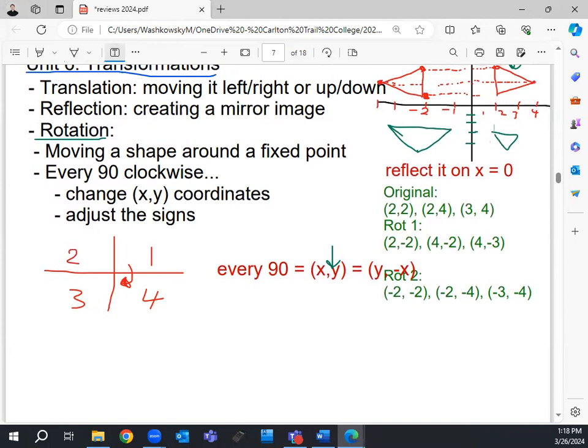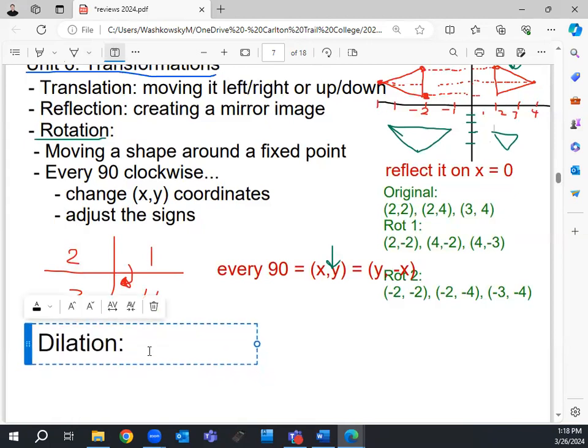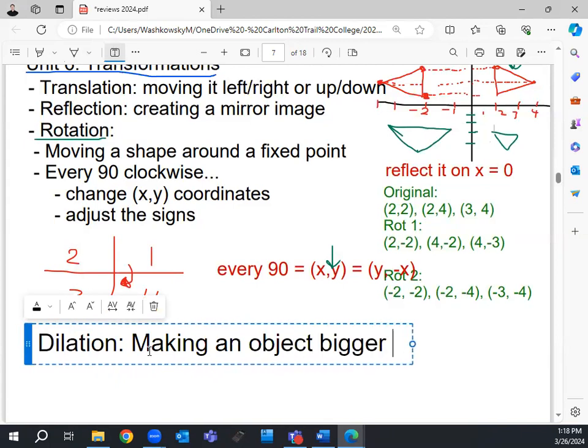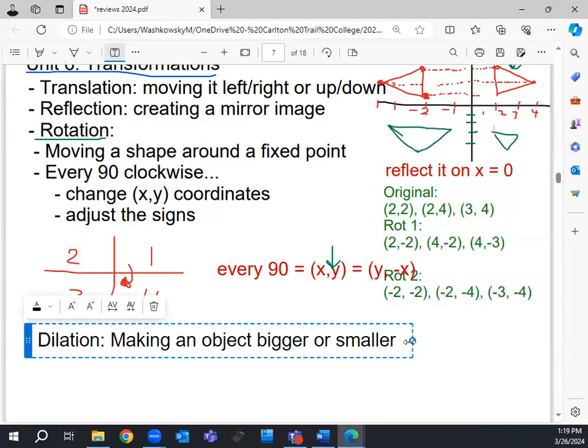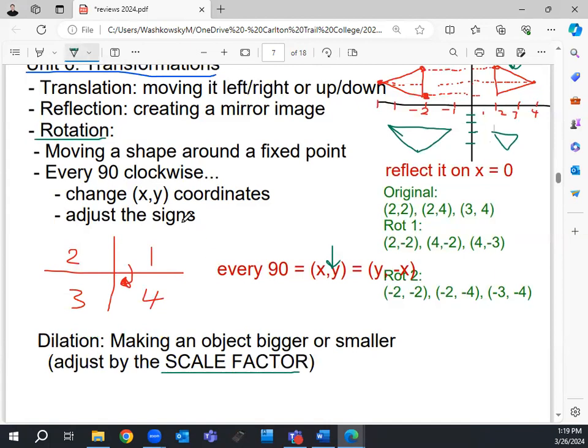Okay, so let's take a step away from moving a shape on a grid, and let's look at something called dilation. I'll make this bigger for you guys. If you can't see, let me know, by the way. So dilations, which is making an object bigger or smaller. Specifically, we adjust by the scale factor. We always go model to original as well.